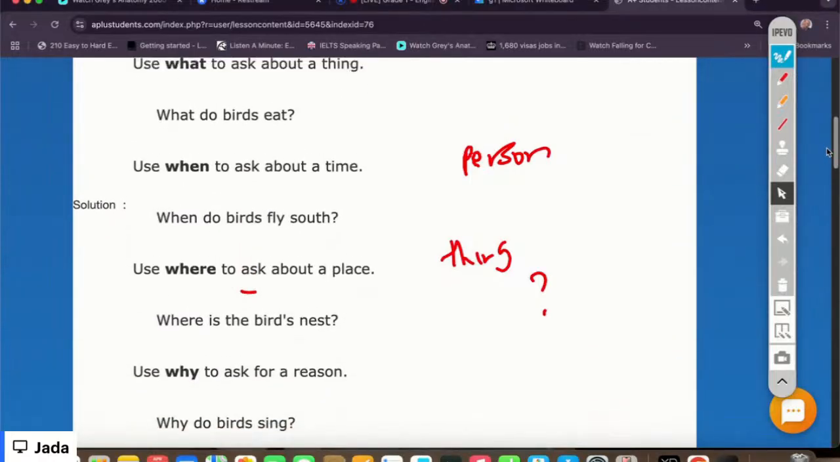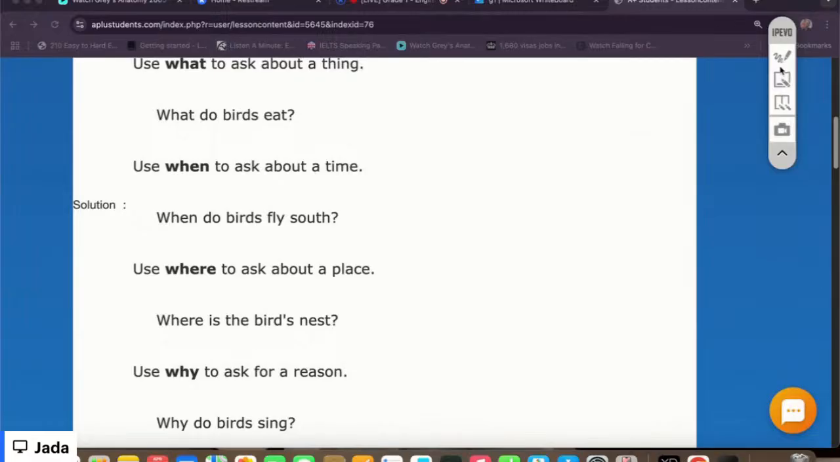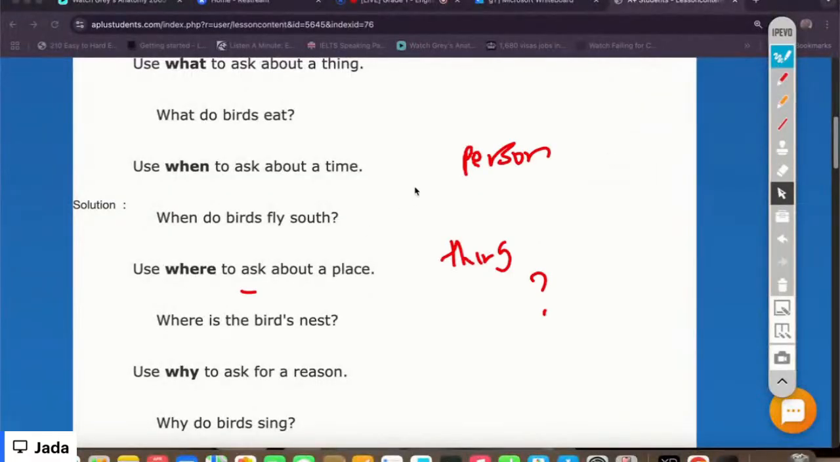Okay, when you want to ask about time. So if you're asking about time, you use when. Just like saying, when do birds fly south? Use where to ask about a place. Place is for where. Where is the bird's nest? Use why to ask for a reason. Why do birds sing? All right.